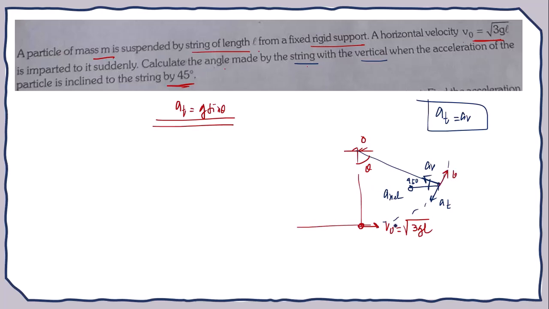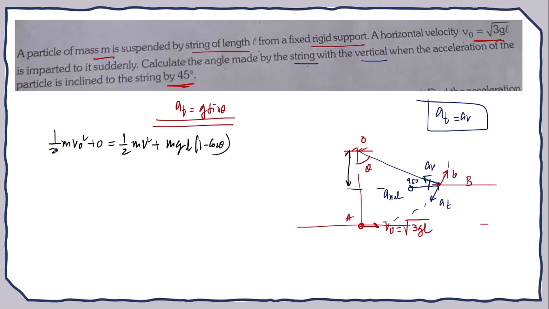So if I do the work energy theorem between this point and this point, A and B, I want to write the work energy relation between point A and B. So initial kinetic energy is equal to half m v naught square. Potential energy is 0. That should be equal to half m v square plus potential energy, so mg into L minus L cos theta. Why? Because this is L cos theta, so total L minus L cos theta. So mgL into 1 minus cos theta.